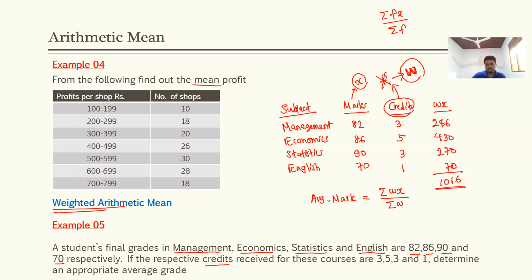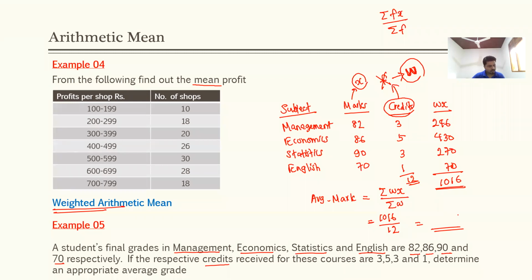I don't know whether this is correct. Right? 1016 needs to be divided by sigma w. Here sigma w is what? 3 plus 5 is 8, 8 plus 3 is 11, 11 plus 1, that is 12. 1016 divided by 12. Therefore the average mark, or we call weighted arithmetic mean value, should be equal to what?